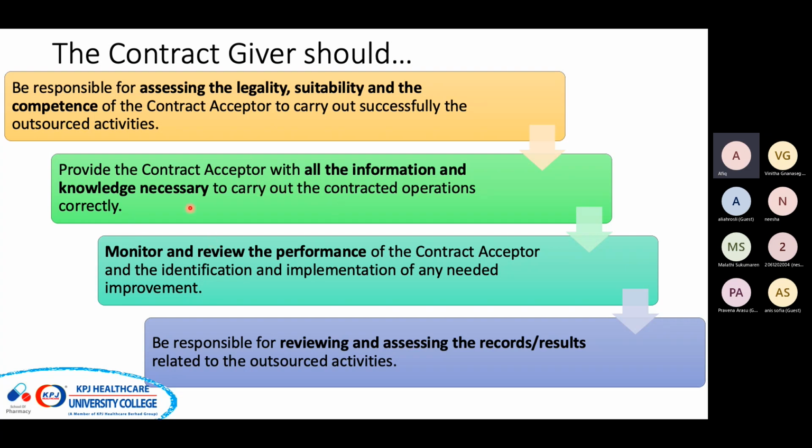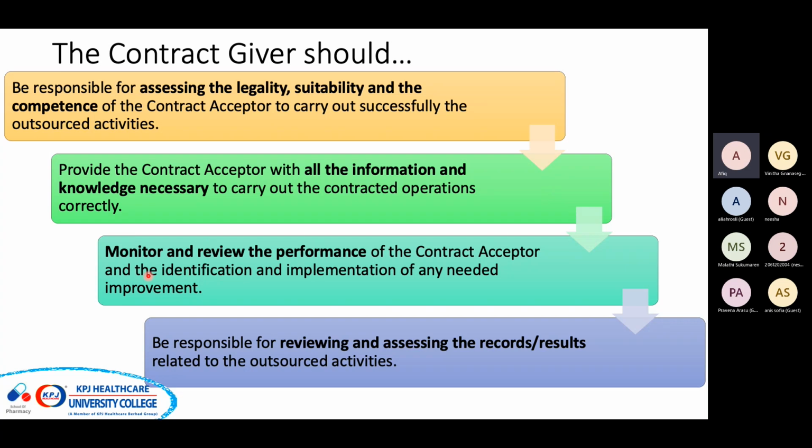That means there's a term that we call tech transfer, which is technical transfer. So you have to transfer all of the information and all of the knowledge. Let's say you have a specific product formulation that you want to outsource. You have to make sure all of the information regarding that product is given to the contract acceptor, including the problems that normally arise during the manufacturing processes. That also has to be explained to the contract acceptor as well.